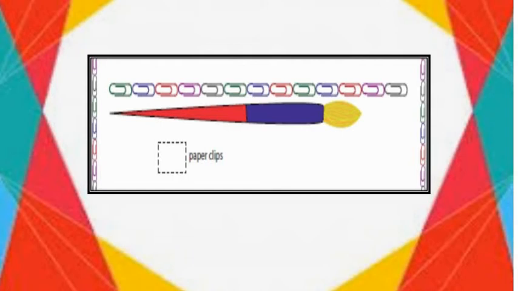Next we are having an image of a painting brush. End point of the painting brush. 1, 2, 3, 4, 5, 6, 7, 8, 9, 10, 11. The paint brush is up to 11 paper clips long.